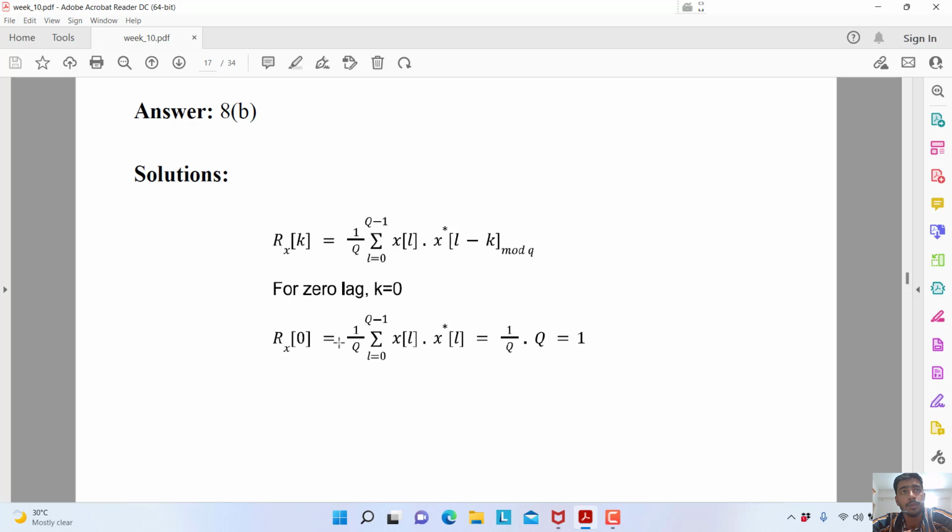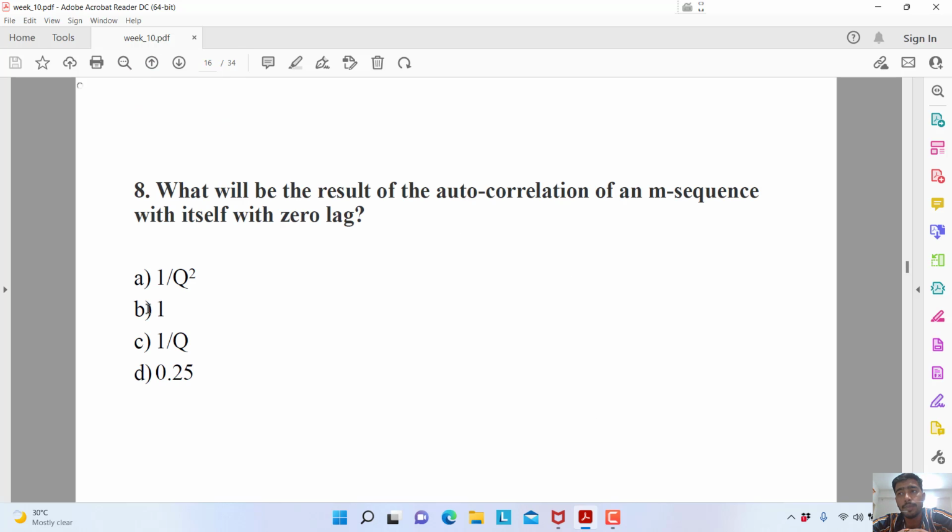When you put K equal to 0, it becomes X[l] into X*[l]. Using the summation limit, it will become 1. Here we are calculating the autocorrelation, and it is coming 1. So the answer will be the B part.